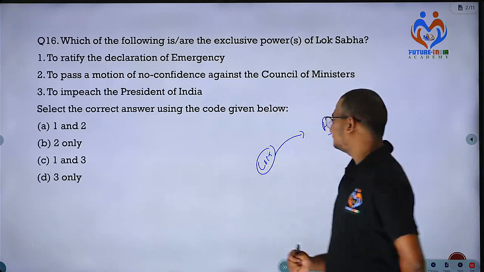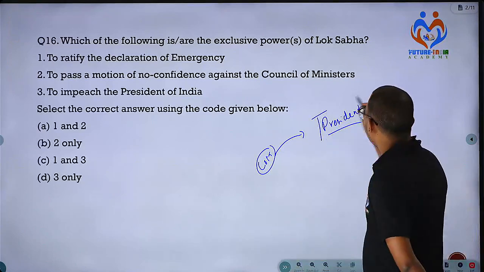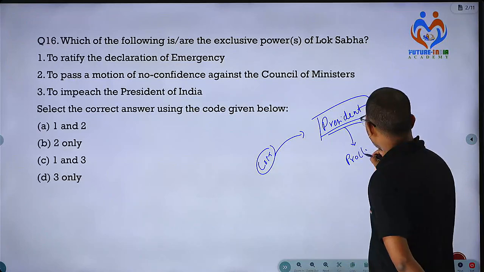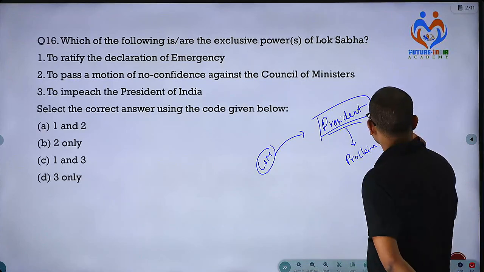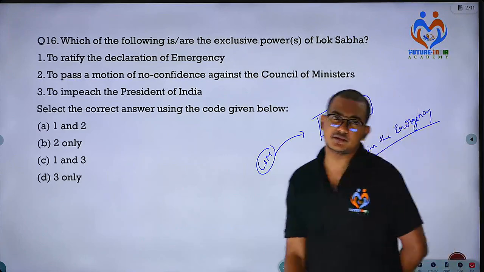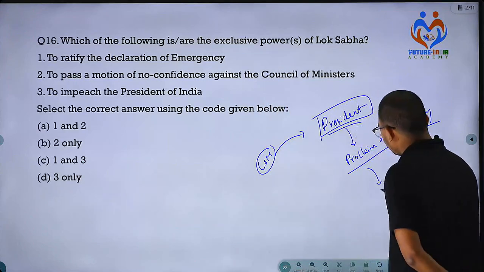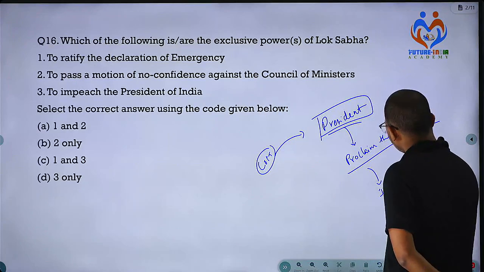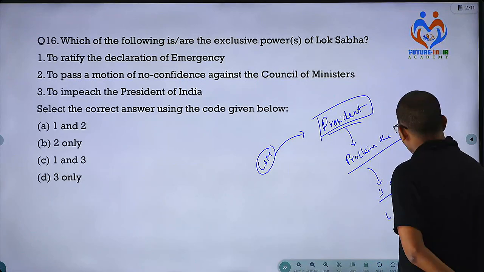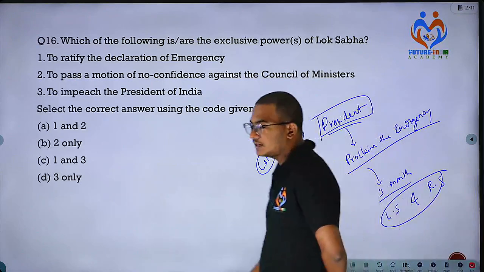Once every cabinet minister has signed, the resolution will reach the president, and the president will proclaim the emergency. Then, within 1 month from the day of the proclamation, this resolution has to be passed by both Lok Sabha and Rajya Sabha. Then only will it continue. If not, after 1 month it will automatically end.